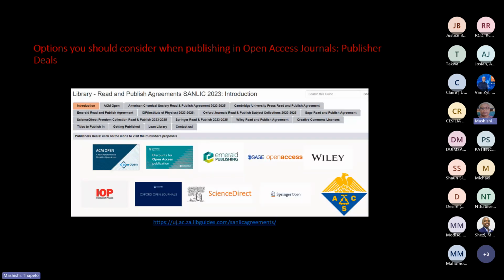As I already mentioned, we have publisher deals. These are some of the publishers that the university has dealt with. So if you want to publish in any of these, you can contact the library, and they should be able to assist you in making sure that you take advantage of that deal, so that you can get that discount when paying for the APCs.